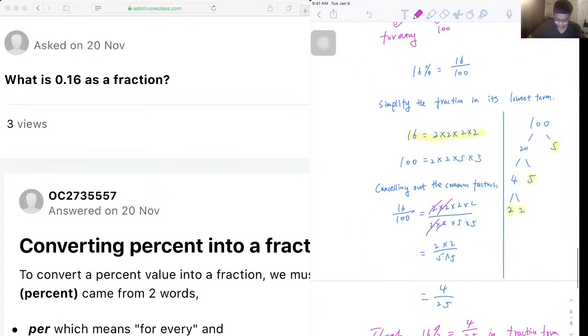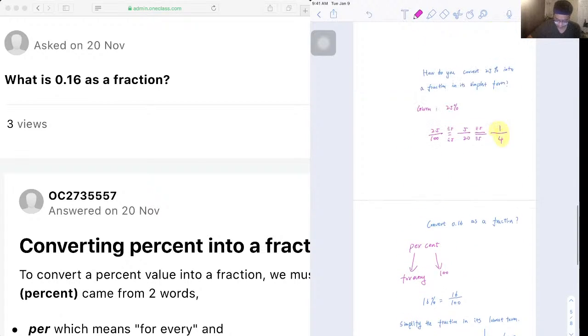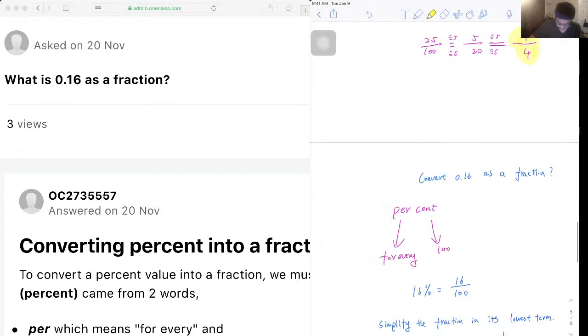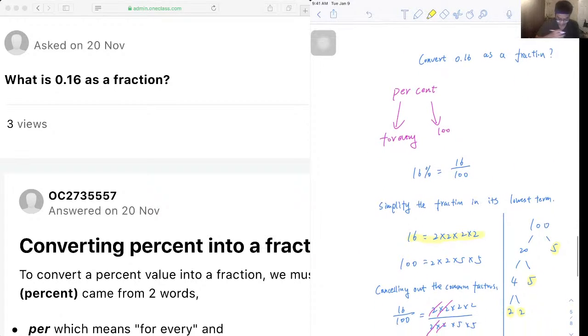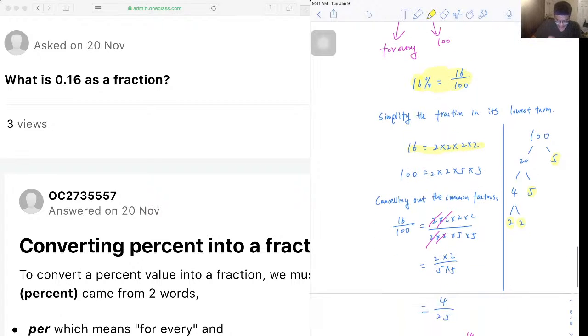And yeah, so that's all we have for this question. Let me just go over the whole step with you guys again. So first thing, we need to write it in the form as something over 100, because that's literally what percent means, right? And then we express the numerator and denominator in its lowest form separately.